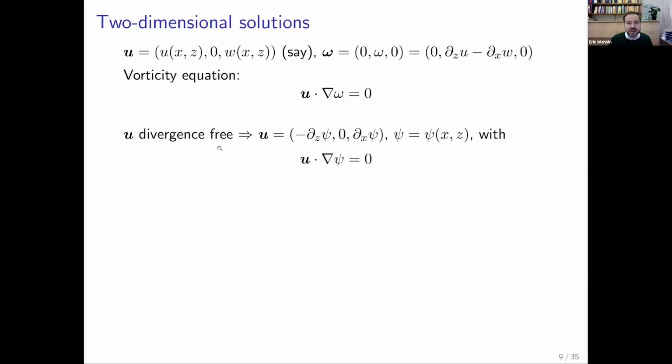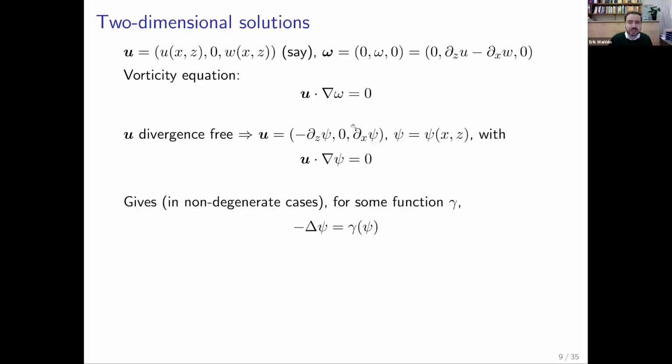And if you combine that with U being divergence free, then you can write U as the perpendicular gradient of a stream function. And the stream function also has to be constant on the streamlines, by definition. So therefore, there is a functional relationship between the two, except for in degenerate cases. And then you can reduce everything to this nice semi-linear elliptic equation.